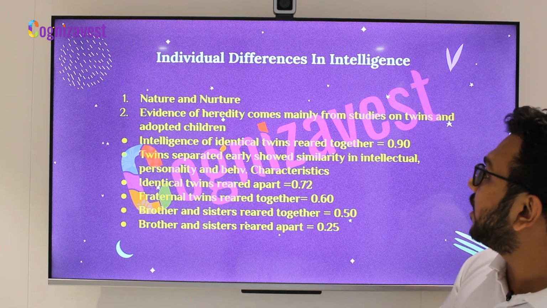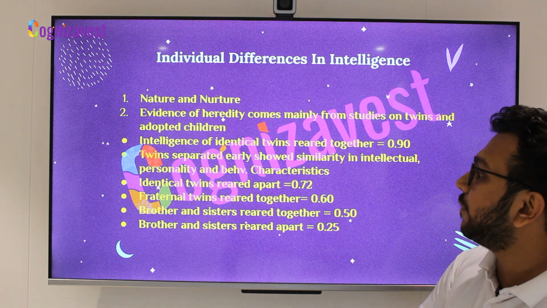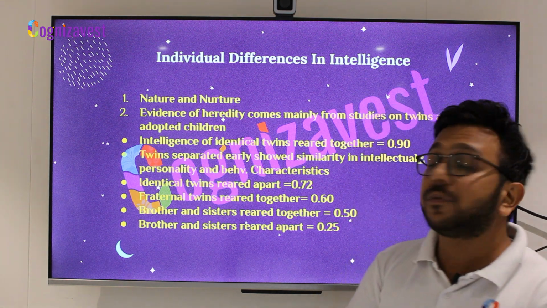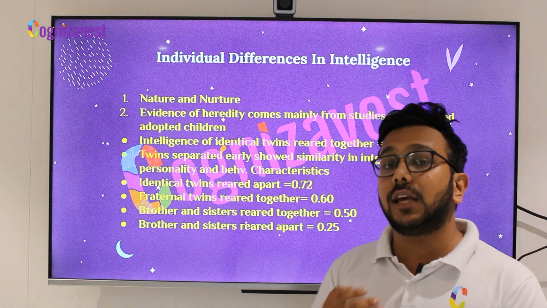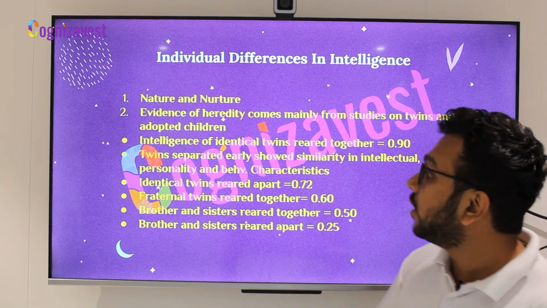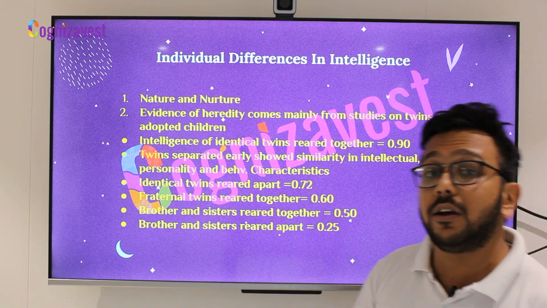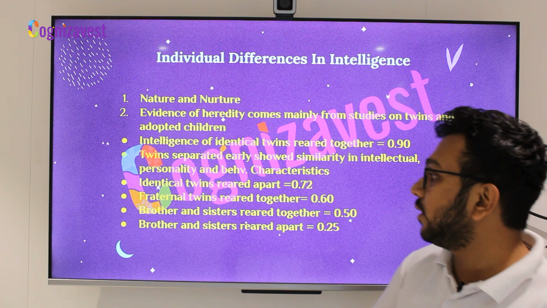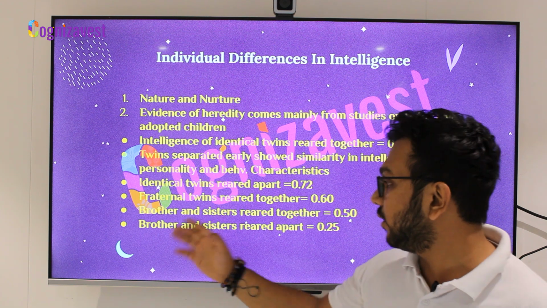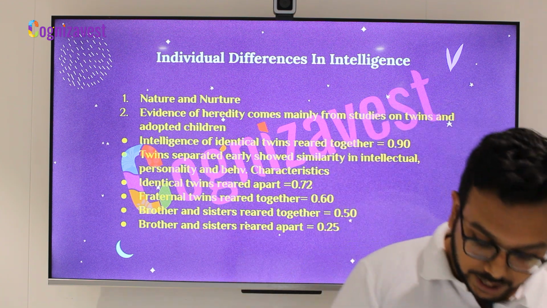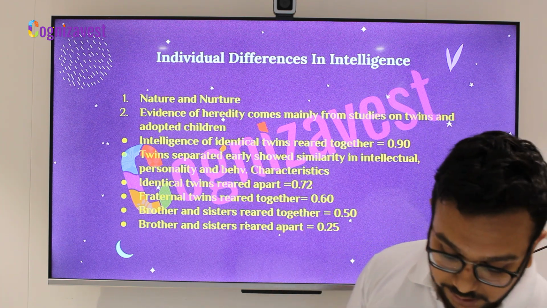Intelligence of identical twins reared together is 0.90, whereas twins separated early showed similarity in intellectual, personality and behavioral characteristics. So identical twins who were reared together, that means brought up in the same house, showed a high correlation of 0.90. Identical twins reared apart for any reason showed a correlation of 0.72. Fraternal twins reared together, 0.60. Brothers and sisters reared together, 0.50, and brothers and sisters reared apart, 0.25. This is your heredity, again the complex interplay of your genes, etc.